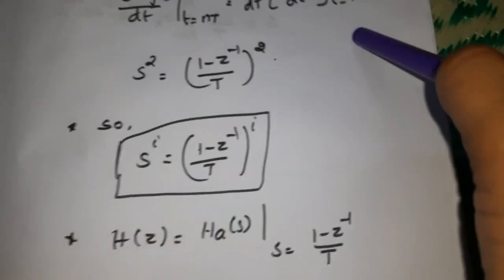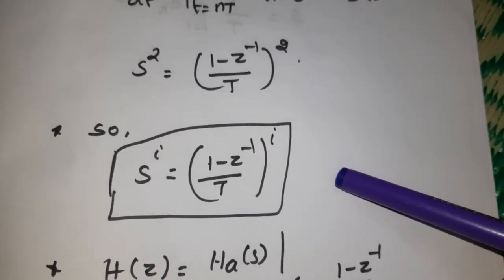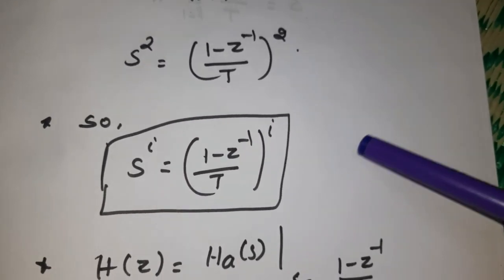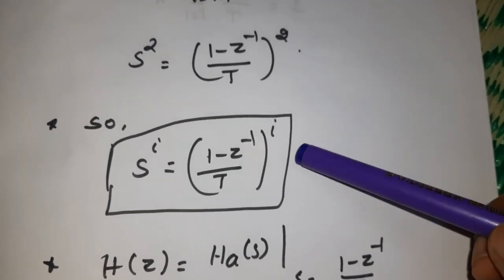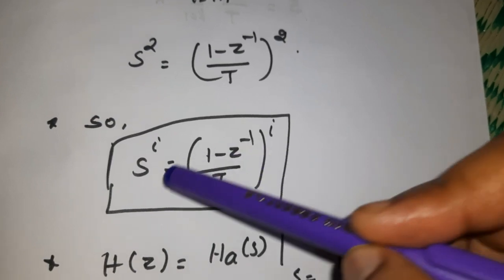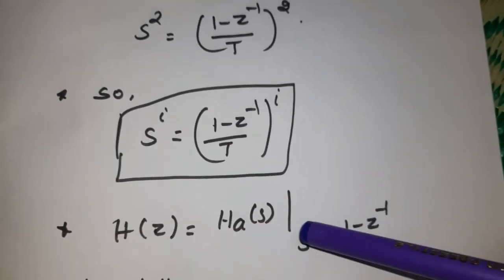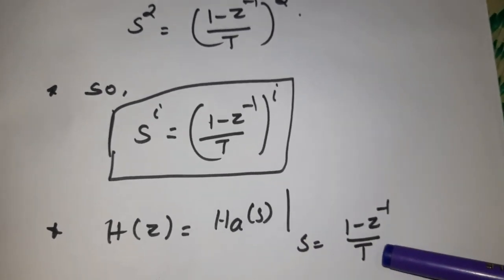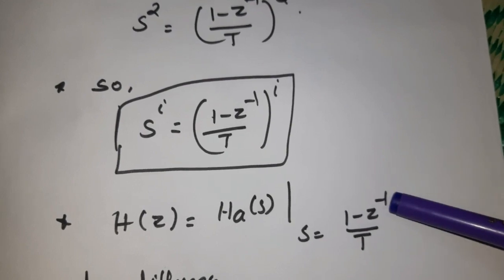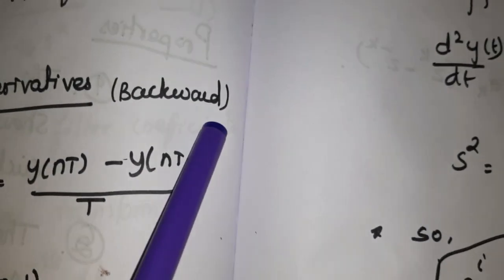So in common derivation, that can be represented as s = (1 - z^-1)/T. So this is the relationship between S domain and Z domain. Now this S domain can be converted into Z domain by applying s = (1 - z^-1)/T. And this is known as the backward difference method.